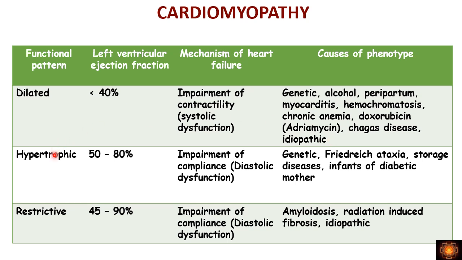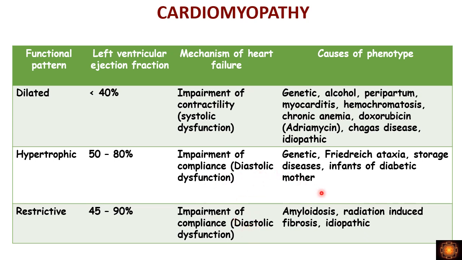In hypertrophic cardiomyopathy, the left ventricular ejection fraction will be 50 to 80%, and in restrictive it is 45 to 90%. In both of them, the main mechanism of heart failure is diastolic dysfunction. In dilated it is systolic dysfunction, whereas in hypertrophic and restrictive it is diastolic dysfunction.